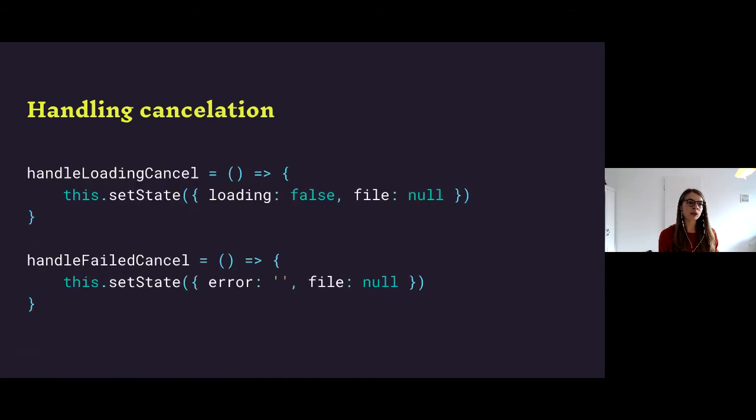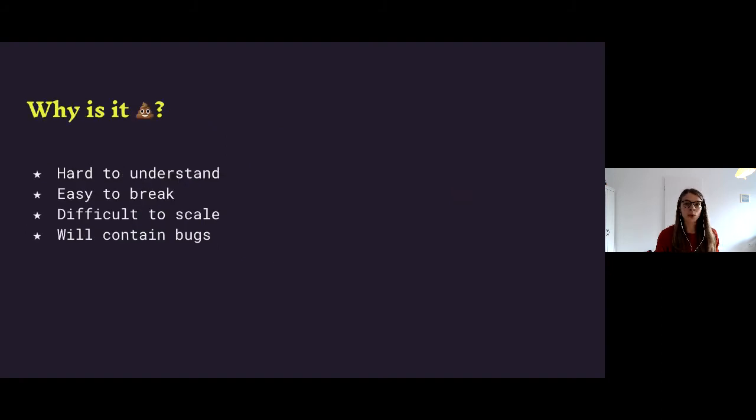And for example, when we handle a cancellation, there will be multiple handling functions for the cancellation, because depending on the current state of what is happening with the file, is it loading or did it fail, we need to change state in a different way, because these values differ based on the current situation. And although it's a very simple example and we haven't written a lot of code yet, this is a bad approach because we're creating quite convoluted logic that is hard to understand and therefore easy to break.